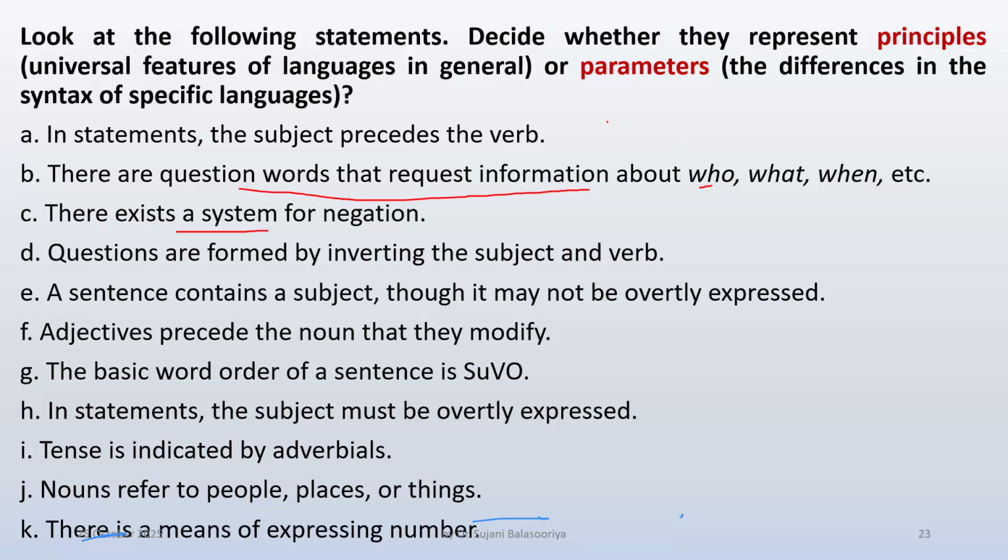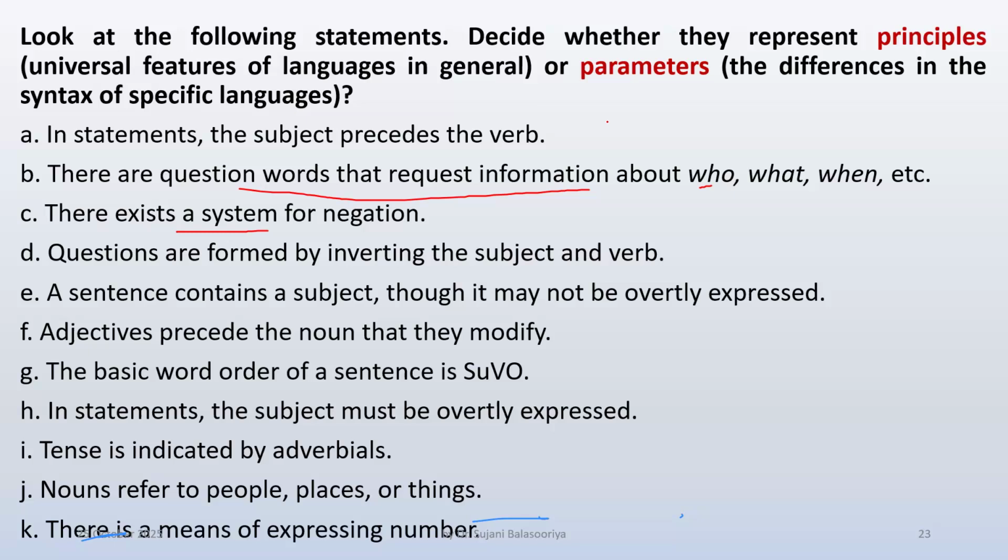And: questions are formed by inverting the subject and verb. Inverting, shifting, changing. Yes, that is a parameter. Correct. D, parameter.